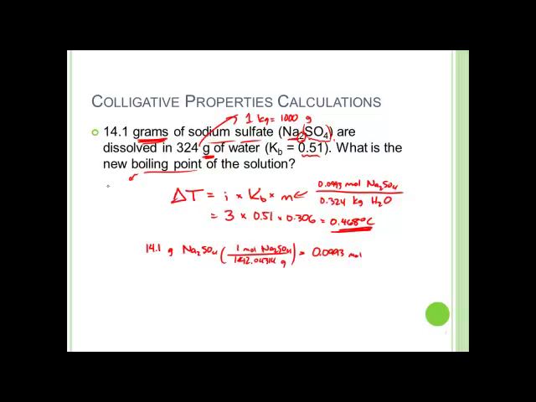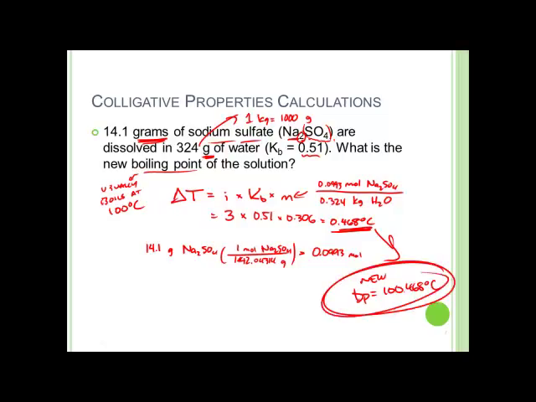Water usually boils at 100. If you add stuff, the boiling point goes up. So the new boiling point is 100.468 degrees. It went up just that little bit, but it went up. And hopefully your grades will go up tomorrow with a good test.